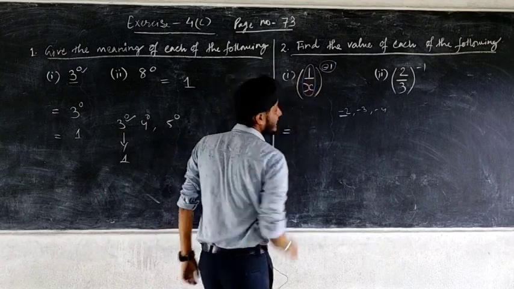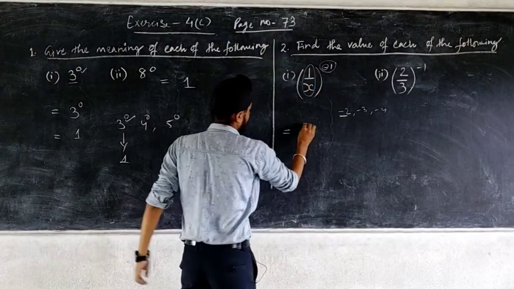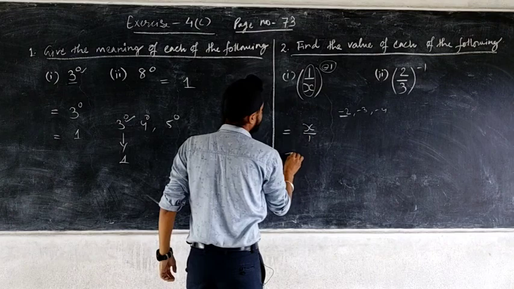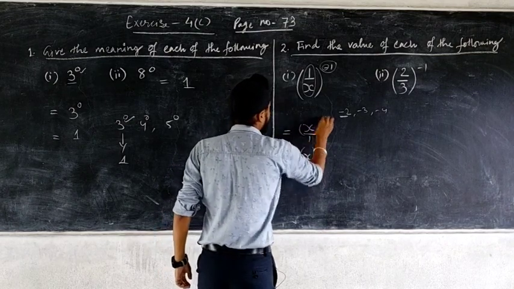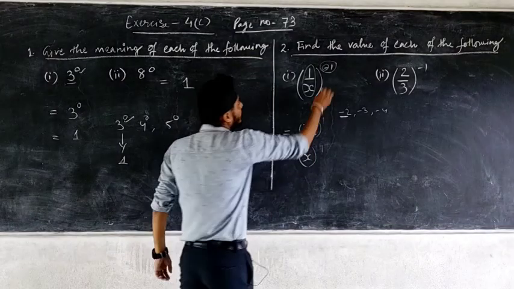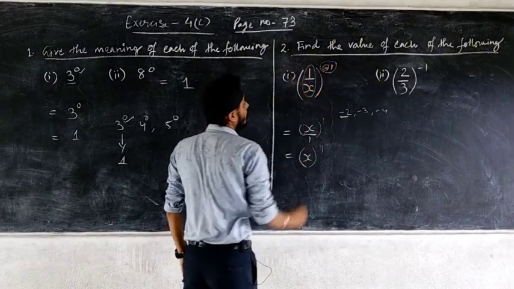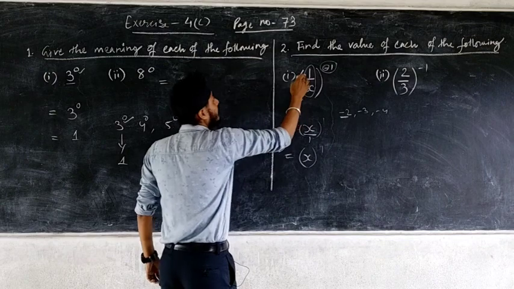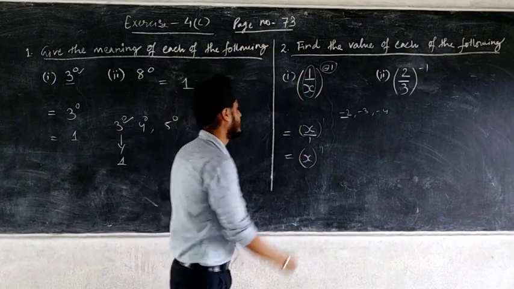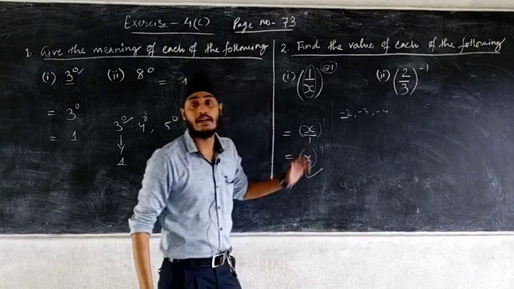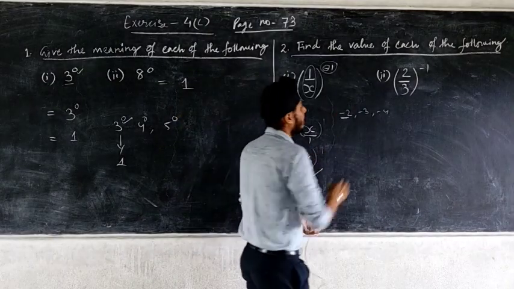Suppose 1 by x. What is the reciprocal of 1 by x? X by 1, or we say x. So now the power becomes 1. So in order to remove this minus in the power, what will we do? We will take the reciprocal of the expression. So it's 1 by x, so it will become x. So this way we solve this kind of question. So again we will do number 2.